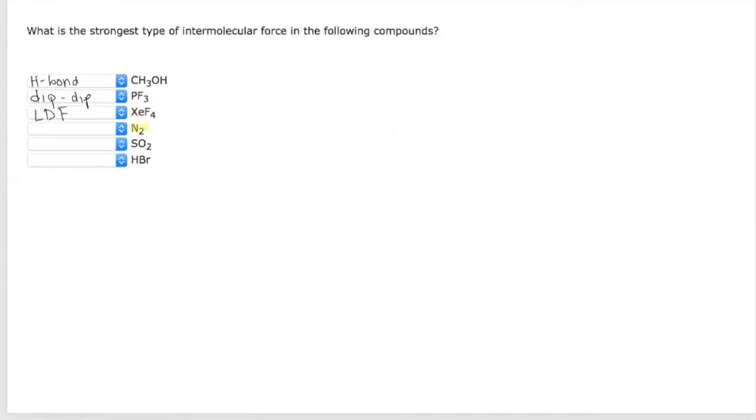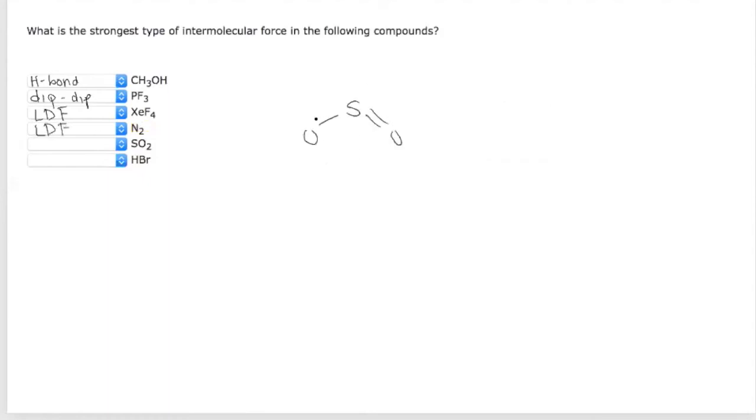Moving on to the next one, we're looking at N2. N2 is a diatomic molecule. This is its Lewis structure. This is a completely covalent bond, and it is non-polar. Any diatomic element is a non-polar molecule, and therefore the only intermolecular force it has, again, is London dispersion forces.